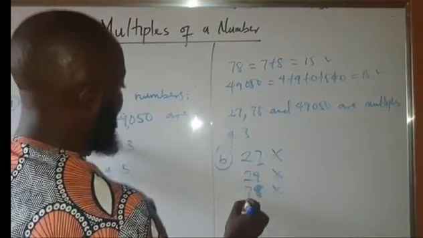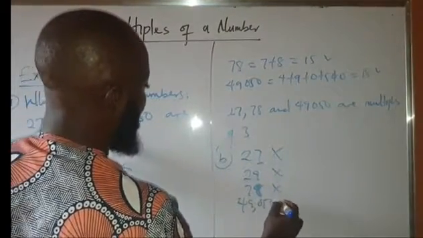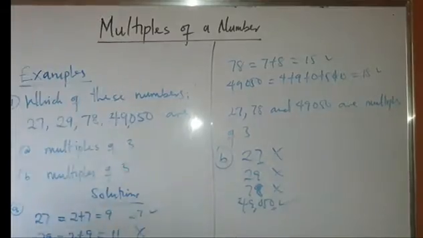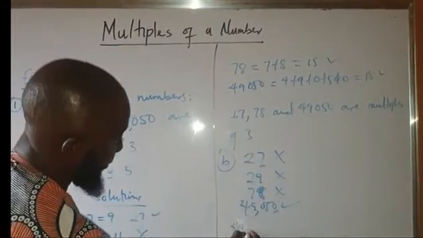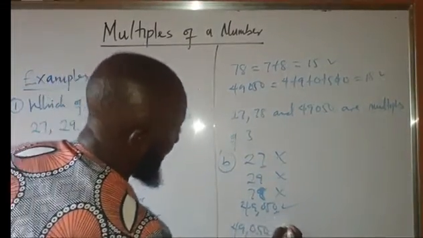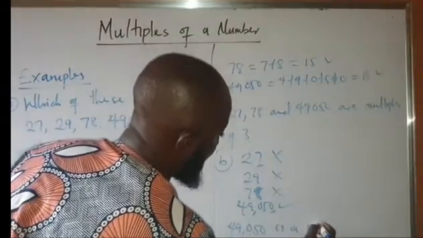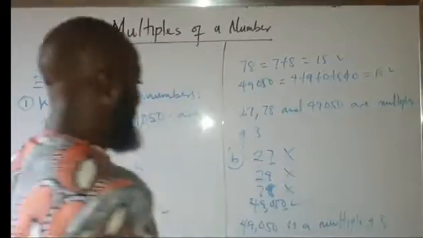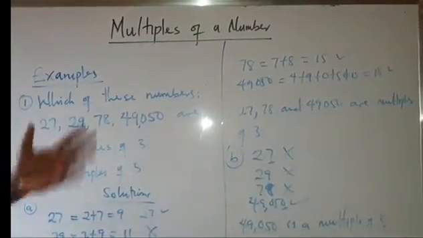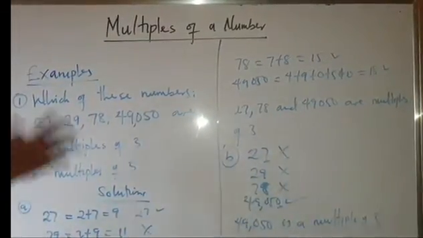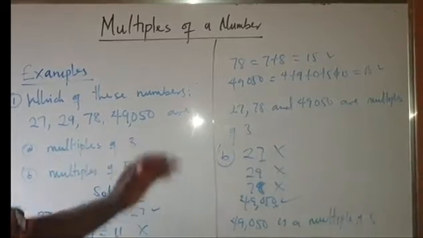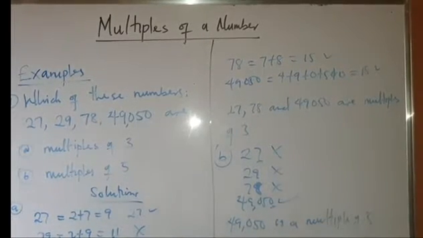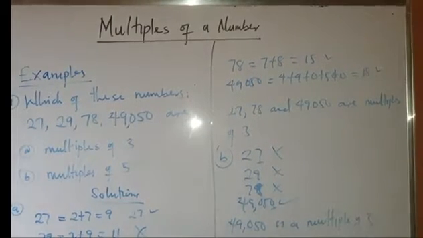And then 49,050 ends with what? 0. So which means 49,050 is a multiple of what? 5. I hope this is clear. So the question can come in this form to find the multiples of a number given to you. Hope that is clear now. So we move to common multiples.